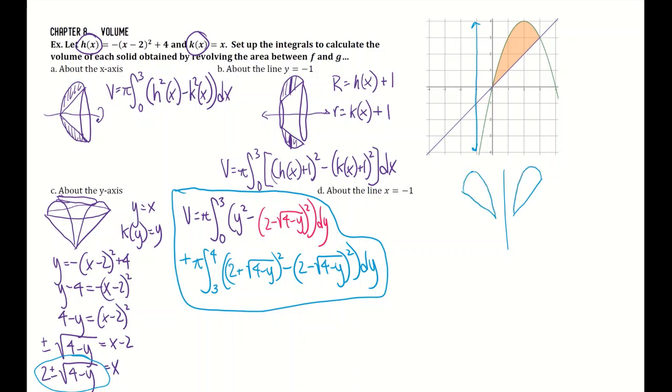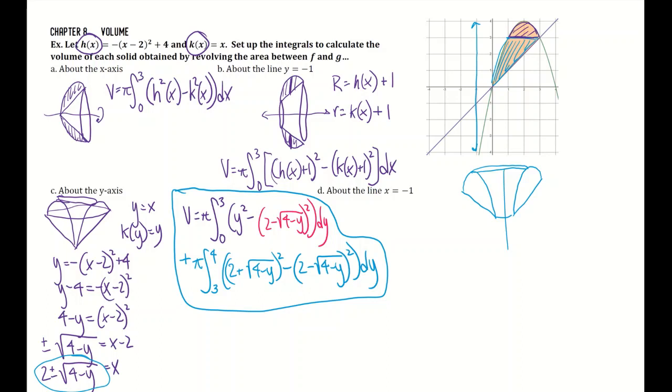So very similar to the previous example, but further away from our axis of rotation. And we're going to have the same problem that we had last time, which is that you have two different areas. You have the area from 0 to 3. When you rotate that area around, that's the area between a line and the parabola. And then when you rotate the other area around, that's the area between the parabola and the parabola. So you need 2 square roots.